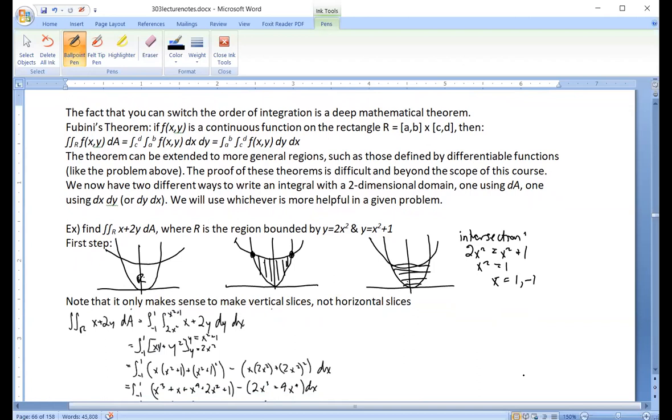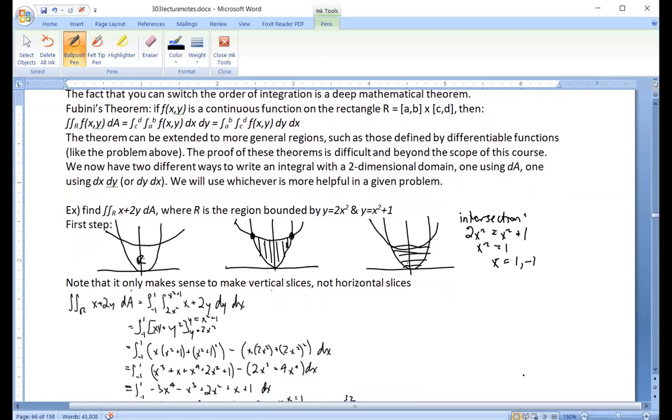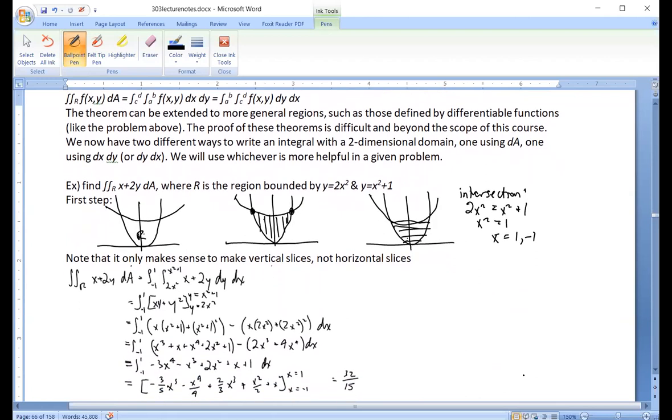Multiplying out gives us this. Simplifying gives us this. So it's the integral from -1 to 1 of -3x to the 4th minus x cubed plus 2x squared plus x plus 1. Just got that from a bunch of algebra. Now we integrate dx, which gives you -3/5 x to the 5th minus x to the 4th over 4 plus 2 over 3 x cubed plus 1/2 x squared plus x, all evaluated as x goes from -1 to 1. Plug it in, do the calculation, and you get 32 over 15.